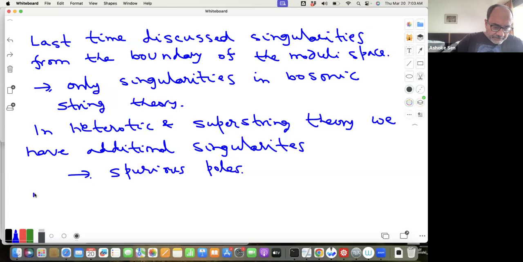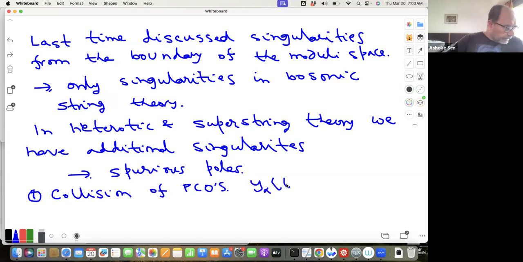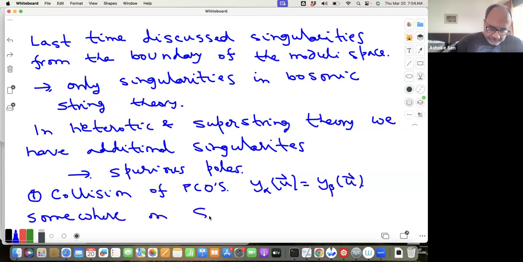Okay, and here I'll give some examples. The first kind of example is collision of PCOs. Say y alpha of u equal to y beta of u somewhere on SGMN.